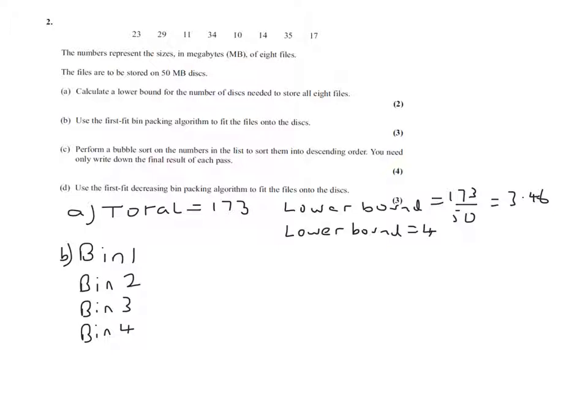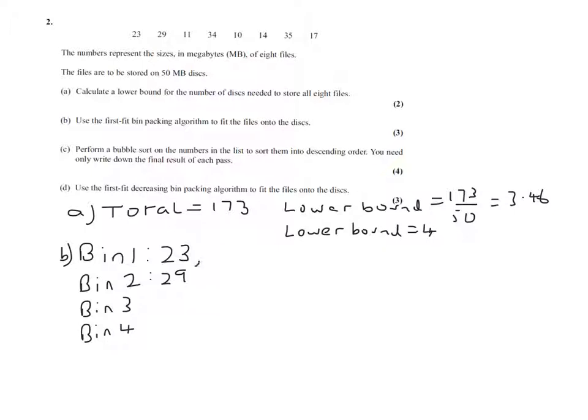So we've got 4 bins, at least 4 bins, we may need more, and the algorithm says take the items in the given order, place each item in the first available bin that can take it. Start from bin 1 each time. So let's put 23 into bin 1. Will 29 go into bin 1? 23 plus 29 is 52, so it won't fit. We've only allowed 50 on each of these bins. The bin is the generic word, in this case it's a disk, but we'll talk about bins, it's a bin packing algorithm.